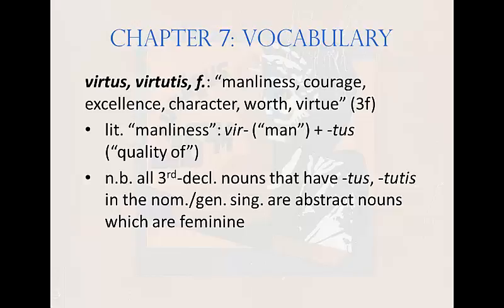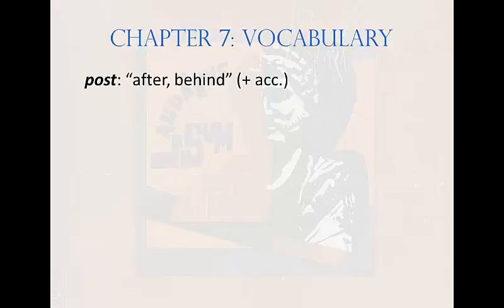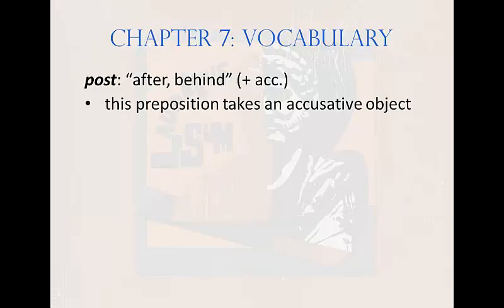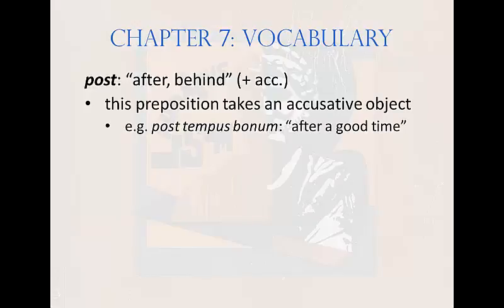The next word post is a preposition meaning behind or after. It takes an accusative object. So, for instance, you might say, post tempus bonum, after a good time. And if the word tempus in that phrase were underlined, and I asked you what case it is and why, you would answer, it's accusative, because it's the object of the preposition post.